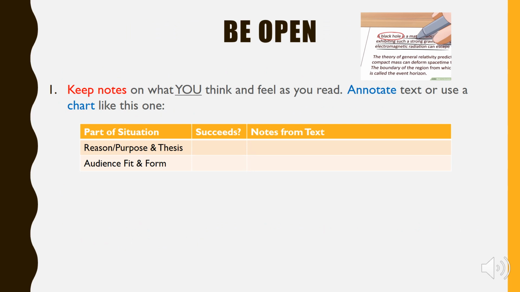Now let's go into a little bit more detail about being open. So what you think and feel matters. Take notes on it. You can annotate the text directly in your book or on a photocopy, or you can use your own paper to make a chart like the one on your screen. Notice that most of the room on the chart is for the notes from the text. This is where you'll write down what you notice for good, bad, or neutral that influences your judgment.